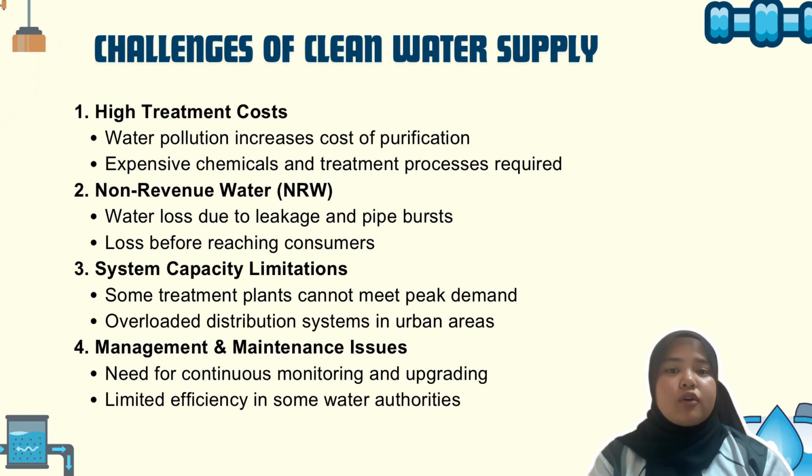especially in urban areas. Fourth is management and maintenance issues. Water supply systems need regular monitoring and maintenance. Poor management can affect service quality and efficiency.